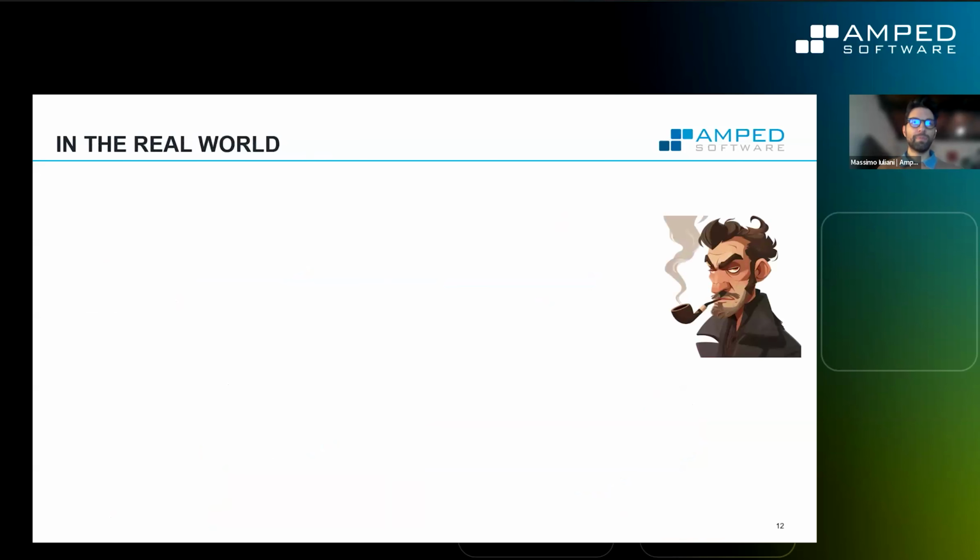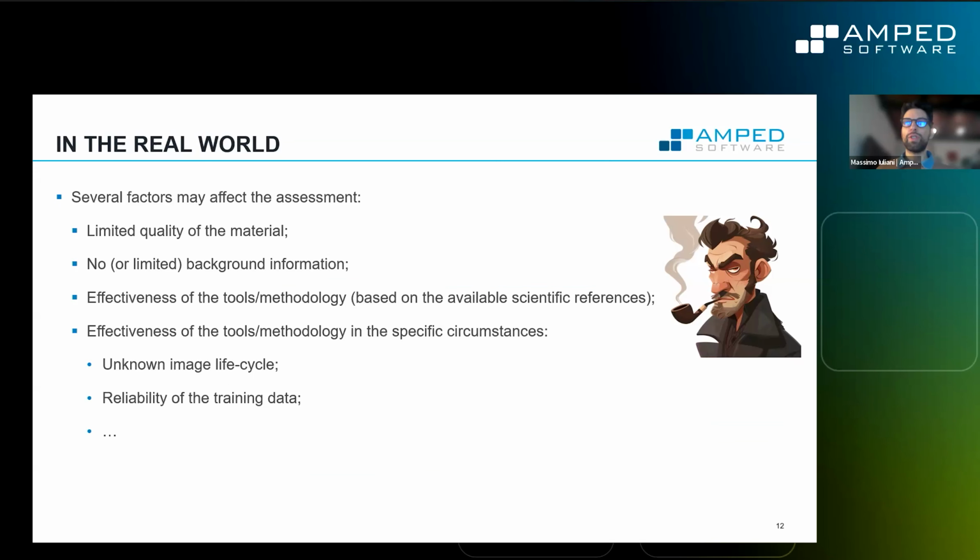But in the real world, we know that there are a lot of factors that can affect the assessment. Let's see which are the main ones, and then we'll try to see which are the principles to deal with them. So first, the limited quality of the material. For those of us who work with images and videos, sometimes we have to decide whether the scar on the face of the person is the same as that of the suspect, but the face is 10 pixels. So you have to decide if that strange value in the pixel is a scar, is compatible with the scar. So this is the first limitation.